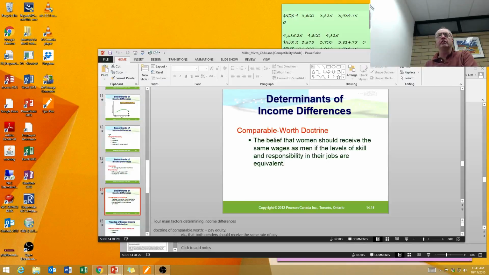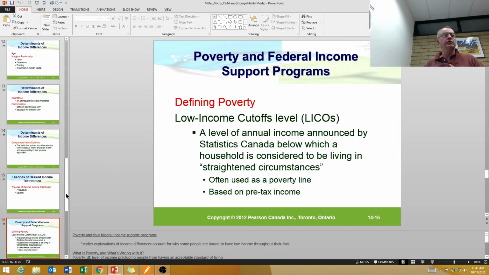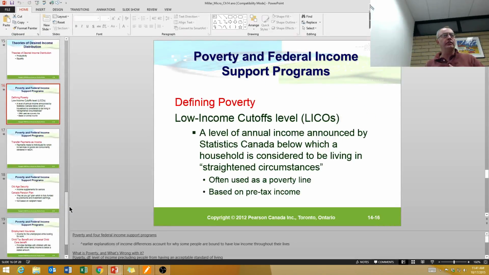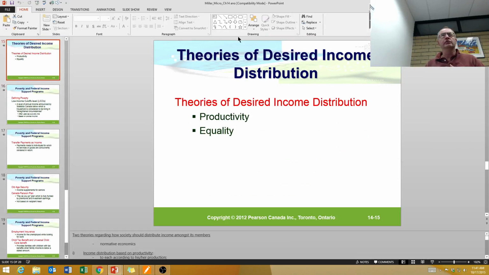The next little section looks at two normative views of how society should distribute income amongst its members. So remember normative economics versus positive economics. Positive economics is descriptive, whereas normative means prescriptive. Normative equals prescriptive. Correct. So normative says what we should do.